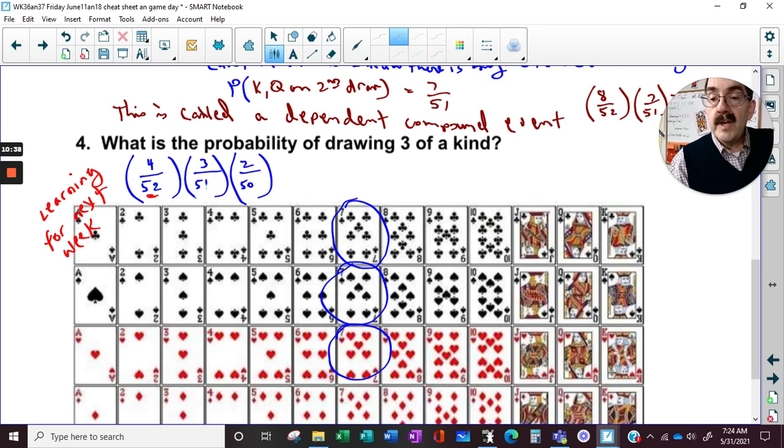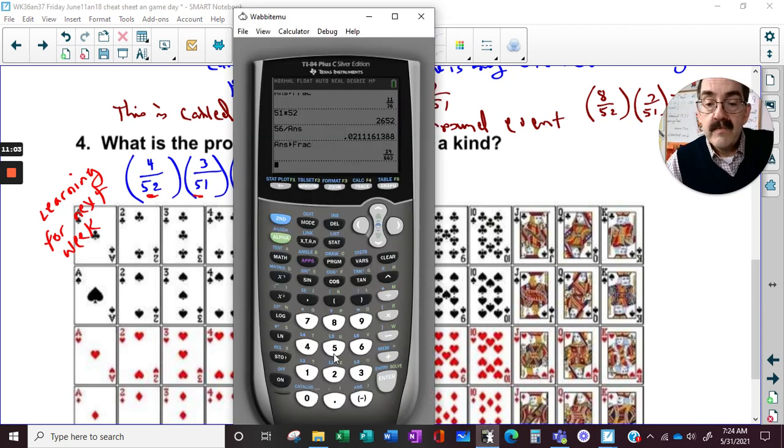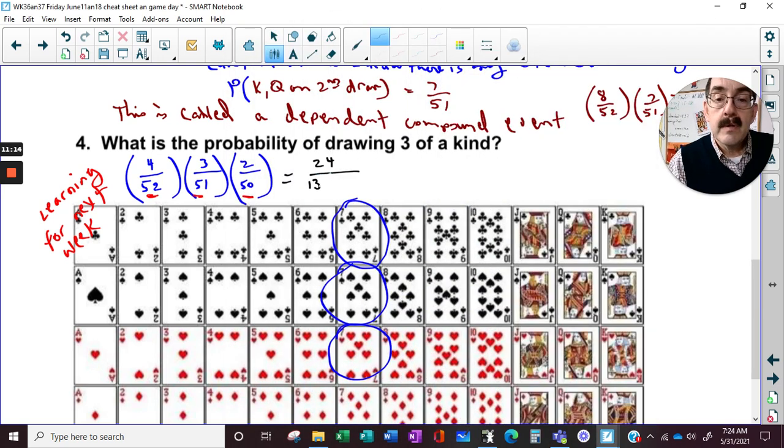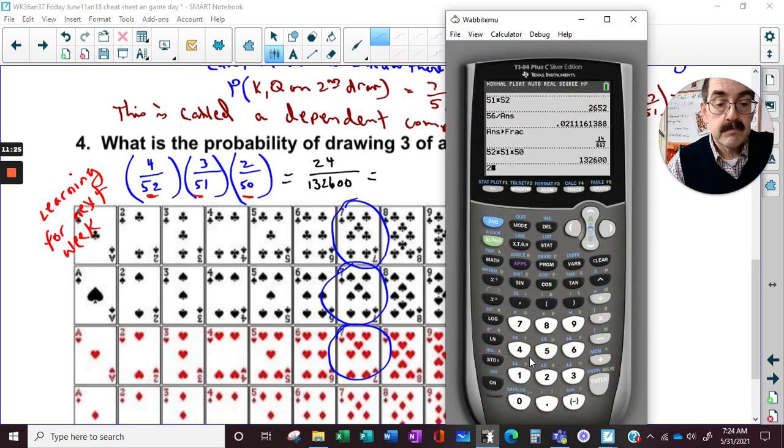If you have to, pause the video and discuss how each draw changes the number possible, and each draw changes what our outcomes are that we want. Okay, 4 times 3 times 2, 24 chances out of 52 times 51 times 50, 132,600. The likelihood of drawing 3 of a kind, just boom, first 3 cards, is not very likely.